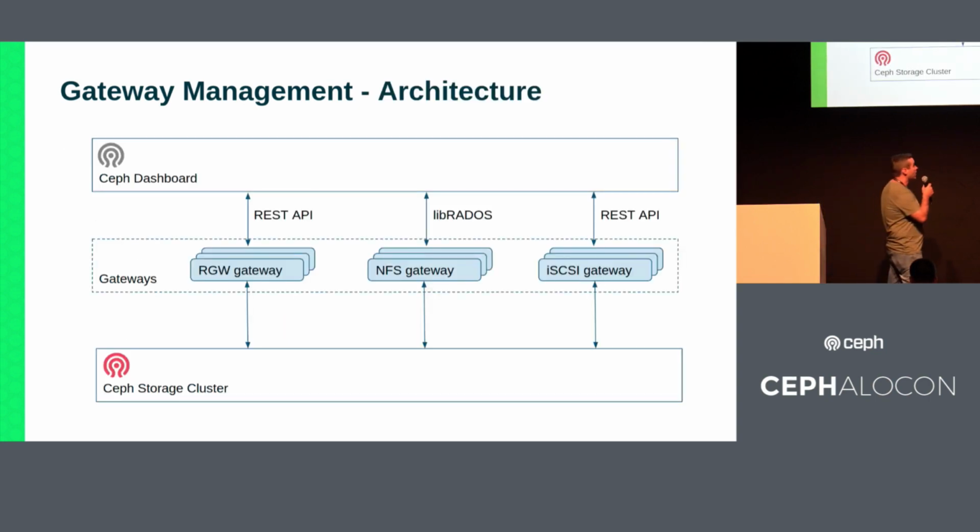So, how can the dashboard talk with the gateways? It really depends on the gateway. For the RGW gateway, we use a REST API. For NFS Ganesha, we actually use librados because the configuration is stored in the cluster. And for the iSCSI gateways, we also use a REST API provided by Ceph iSCSI. And this is a very simple architecture, so there's no magic here.